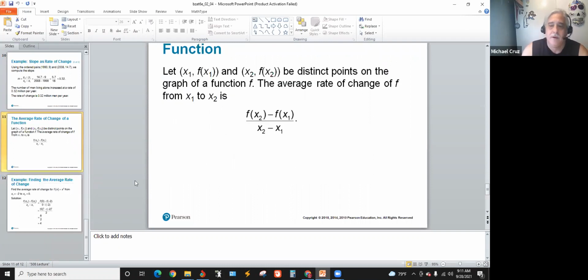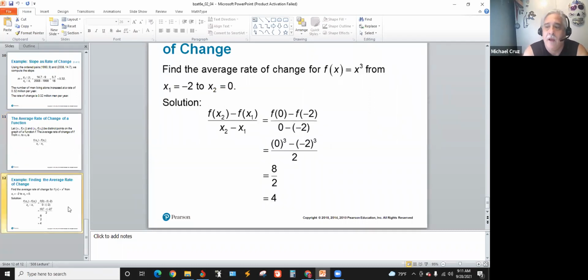Let's do that one. You can also do it with functional values. Remember, y is essentially the same thing as f of x. It's just that when you have f of x, you know you have a function rather than just a relation. So when you see f of x, all that's saying is y. In this case, they give you the function f of x is equal to x cubed, and then they give you two different x values.